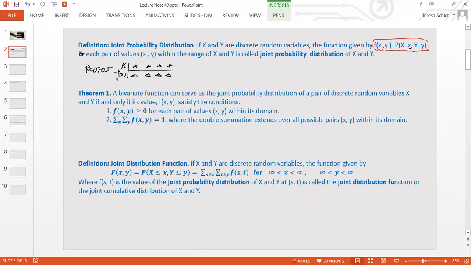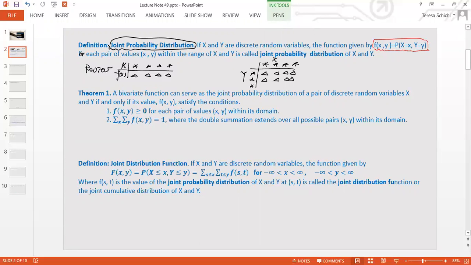Now for two random variables, it's the same way. That means for each pair of x, y, you have a probability. So it will be something like a table. This is x, this is y. For x, you have some values here. Then for y, you have some values here. And for each pair, you have the associated probability. That is what we call the probability distribution. This is what we call a joint probability distribution for the discrete case. Each pair is going to have one value.